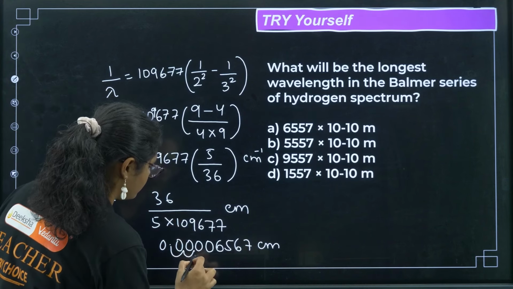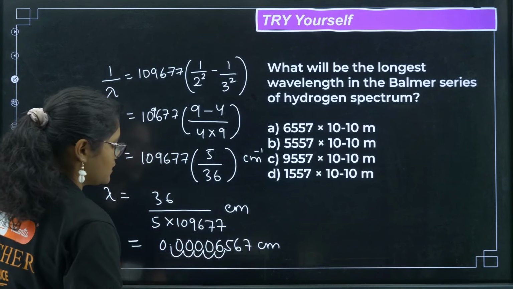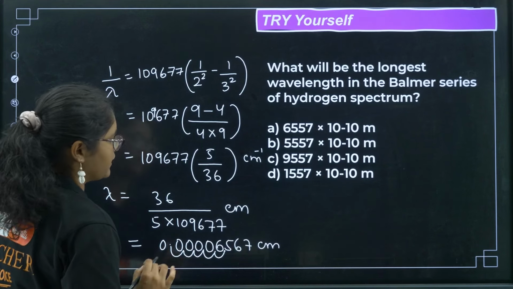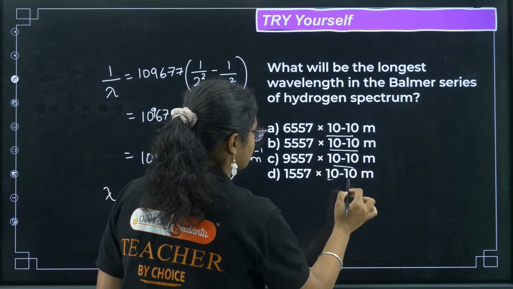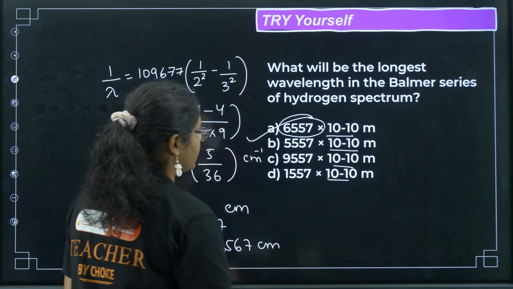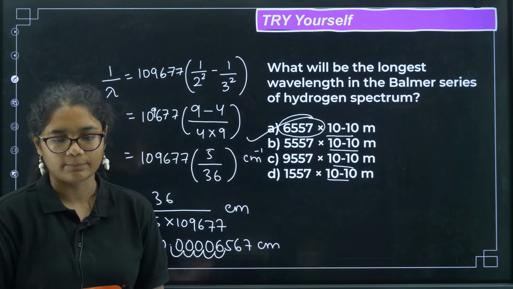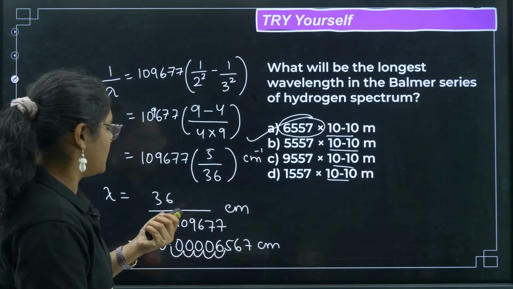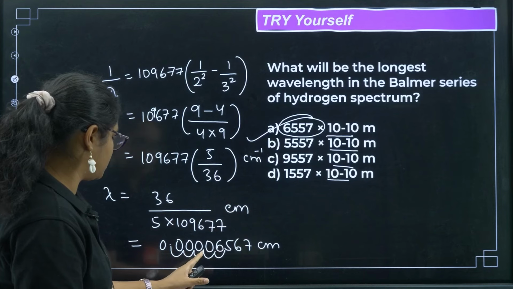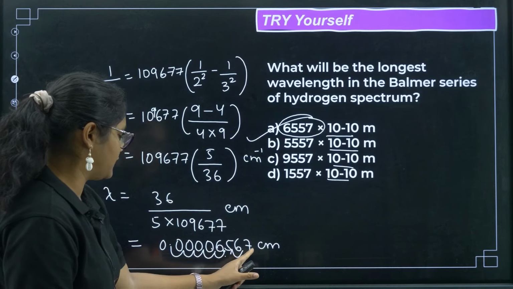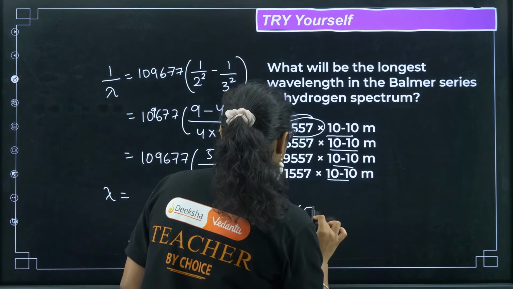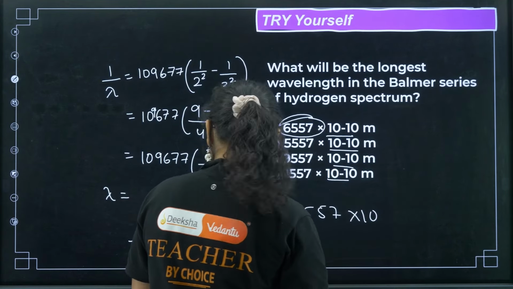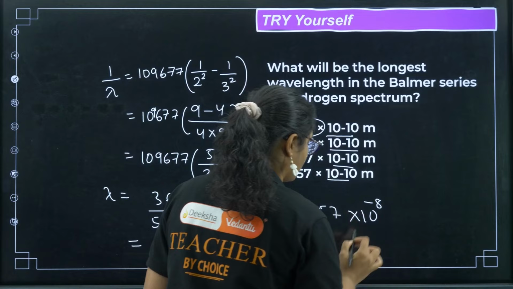So 1, 2, 3, 4 and 5. So you can see the units may have some error here, but you can see 6557. So the correct answer here will be option number A. Just check this calculation, but you will be getting answer number A here. Once again 1, 2, 3, 4, 5, 6, 7, 8. Okay, so I'll get 6557 into 10 to the power of minus 8, right? I got this much.